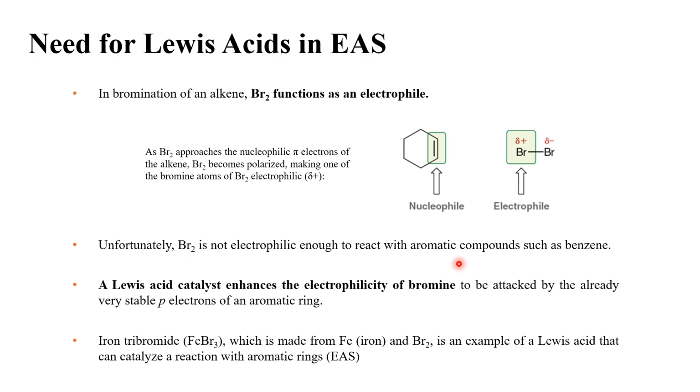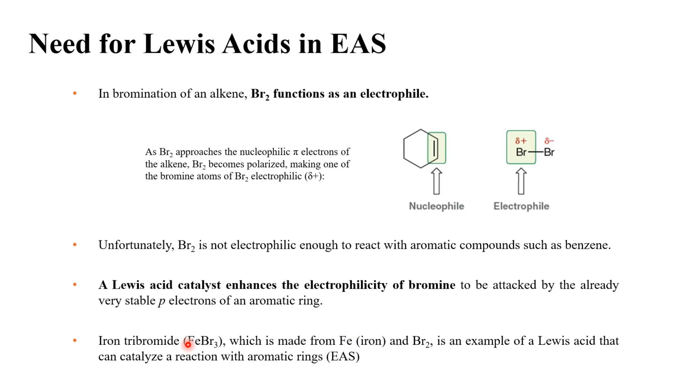And you're probably wondering how that's going to happen. We saw that when you throw a metal like iron in here, you are going to get that substitution reaction. But realize that iron is not the Lewis acid. It's when iron is mixed with Br2, when they're in the same flask, they form a Lewis acid, and in this case it's iron tribromide, FeBr3.